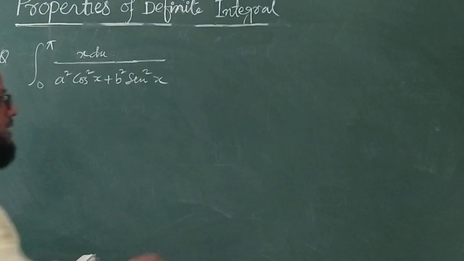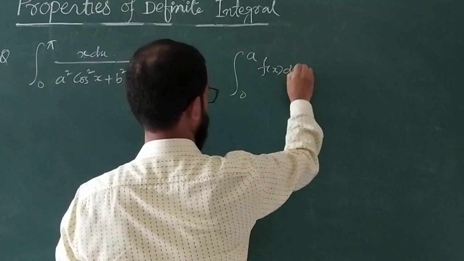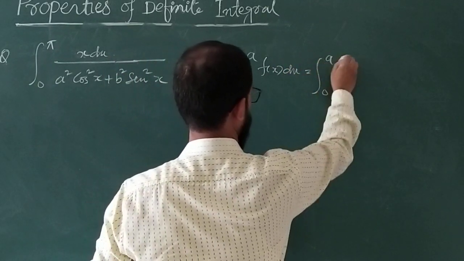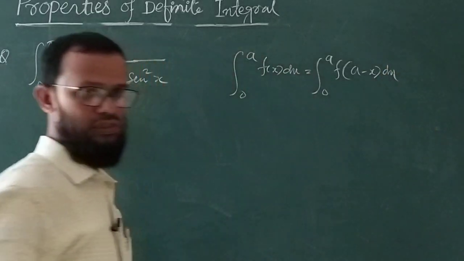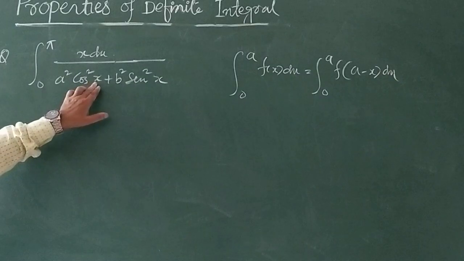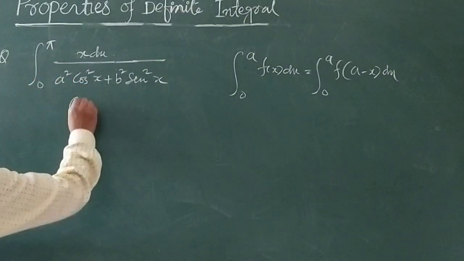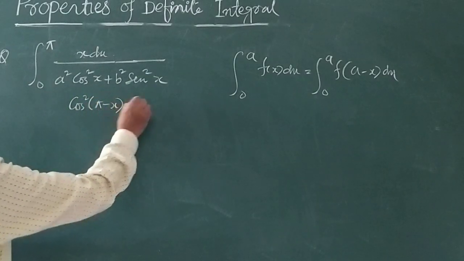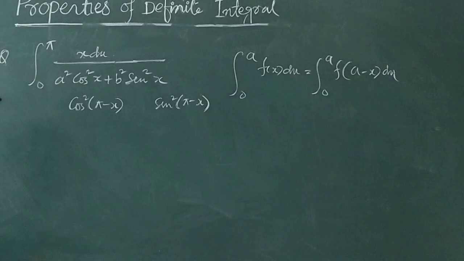Now we know a property of integration: integration 0 to a f(x) dx equals integration 0 to a f(a minus x) dx. First I am going to use this property. Why am I going to use this property? Because if you replace x by pi minus x, तो क्या होगा? इसमें cos स्क्वायर pi minus x होगा, इसमें sin स्क्वायर pi minus x होगा कि नहीं?